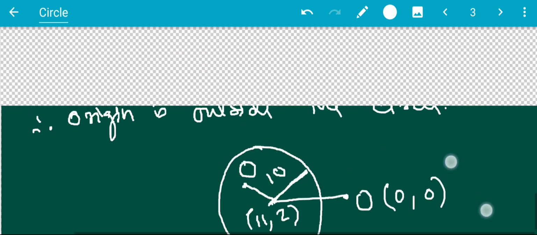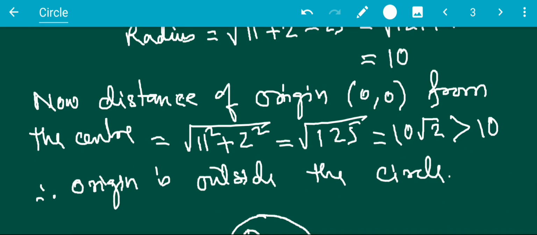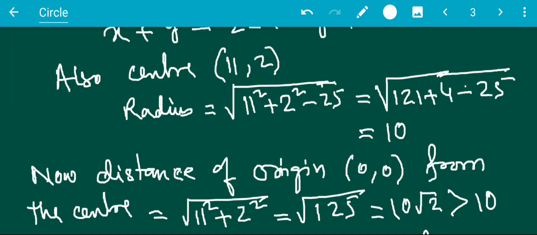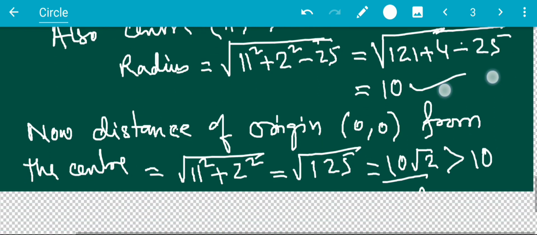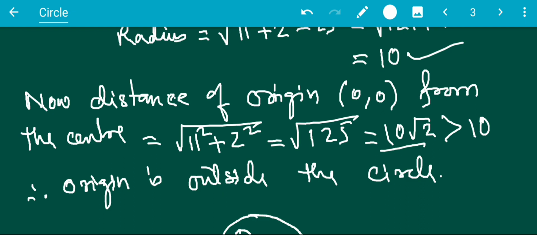So the center is this, radius is 10. The distance of the origin from the center is found to be 10 root 2, which is greater than 10. Therefore the origin is outside the circle.